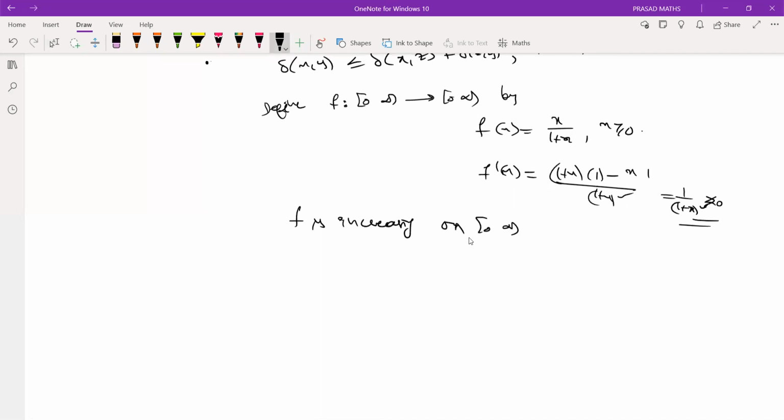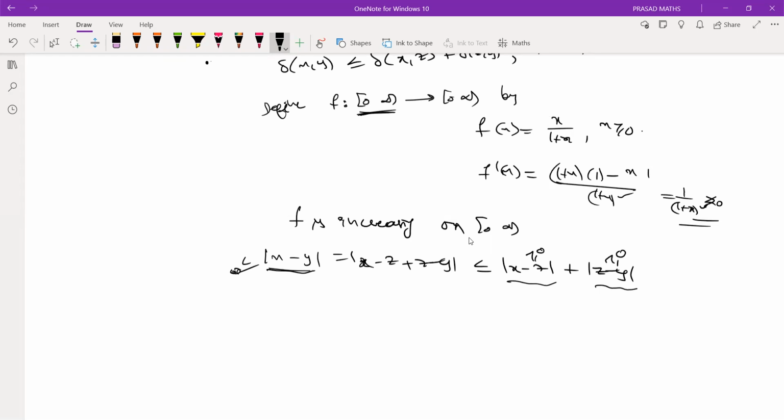But you know that we know this triangle inequality. What is the triangle inequality? You know that mod of x minus y can be rewritten as mod of x minus z plus z minus y. This is less than or equal to mod of x minus z plus mod of z minus y. You know these are non-negative. Therefore, mod of x minus y and these are elements in the domain.